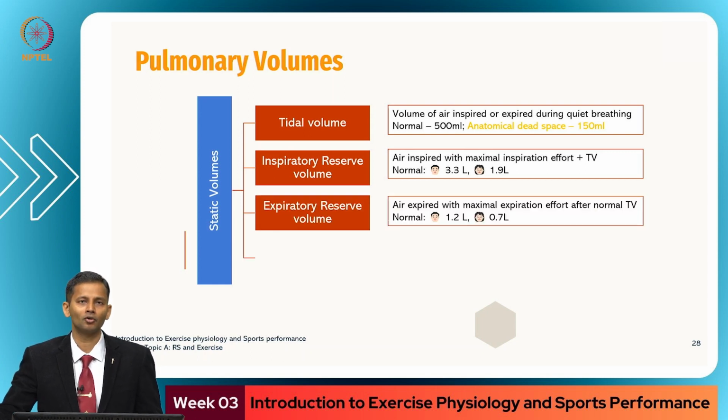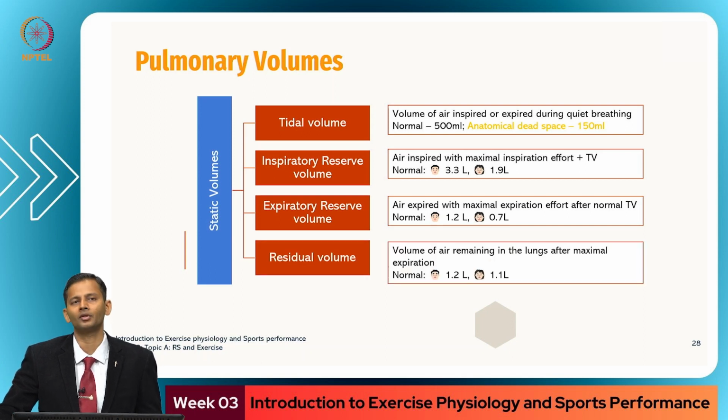What is the expiratory reserve volume? It is the air that is expired with maximal expiratory effort in addition to your tidal volume. So normally it is about 1.2 liters in males and about 0.7 liters or 700 ml in females.